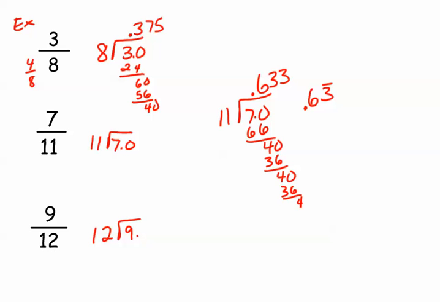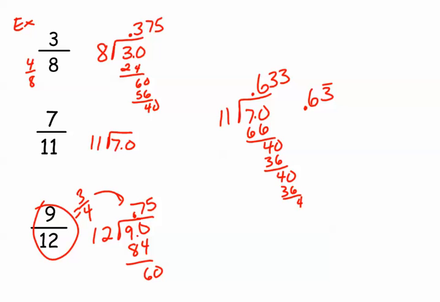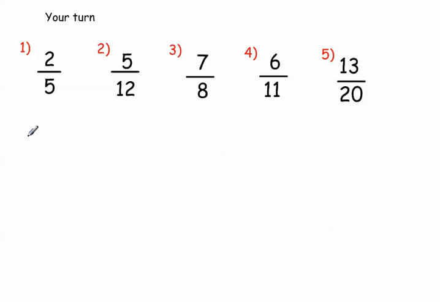Pause the video and come back with your answer. All right, check that answer. All right, maybe some of you saw that 9/12 could have been simplified to 3/4, which is the same as 0.75. Okay? All right. Now you've got 5 questions to do on your own.